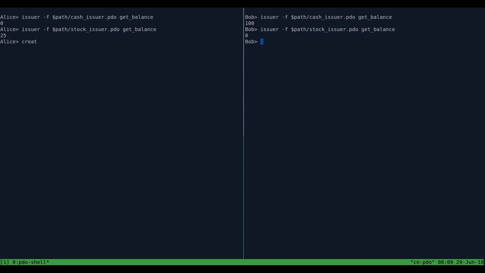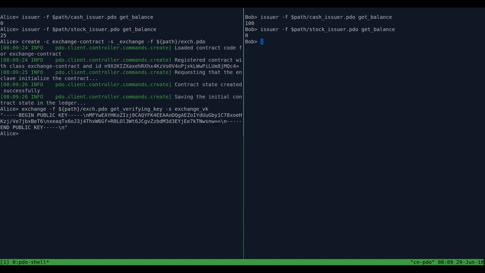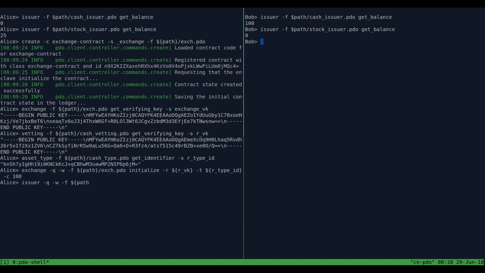Next, we will load the exchange contract that will enable these two parties to privately exchange their assets without exposing their transaction to the rest of the system. Now that the exchange contract is loaded, Alice places an order requesting 100 units of cash for her 25 shares. At the same time, she also escrows her 25 units of stock, ensuring that the order can be matched and filled.